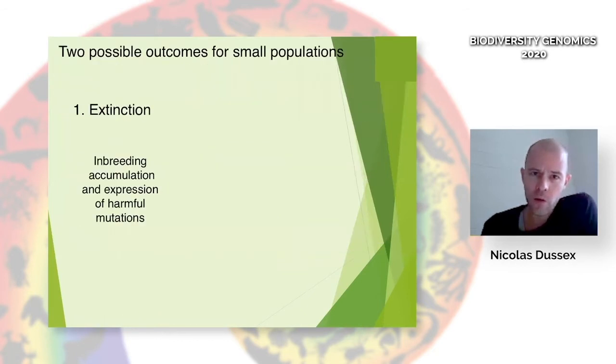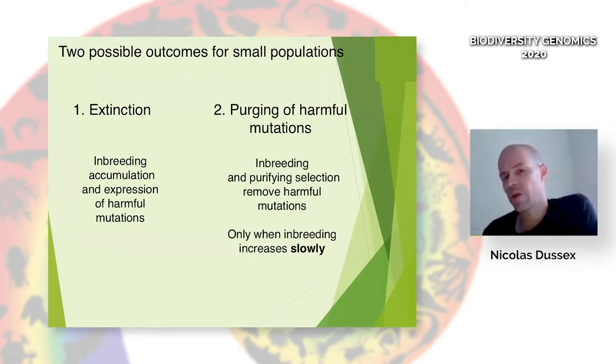So when it comes to small populations, we have two different outcomes. On one hand, we have the one that I just talked about, a scenario of extinction driven in part by inbreeding and the accumulation of deleterious mutations. But there's an alternative scenario, which is referred to as purging of harmful mutations. Through a combination of inbreeding and purifying selection, in some cases, some populations can get rid of those mutations, can purge them. But one condition for this to happen is that inbreeding has to increase slowly, as opposed to a situation where a population goes through a very rapid population decline.